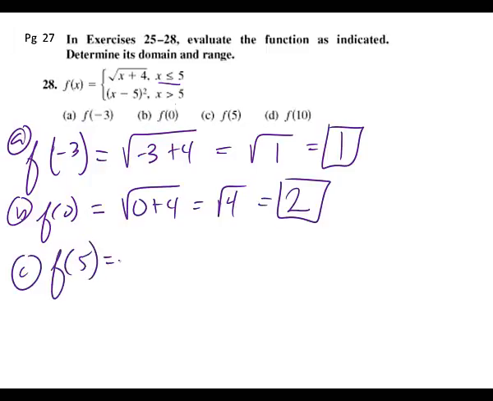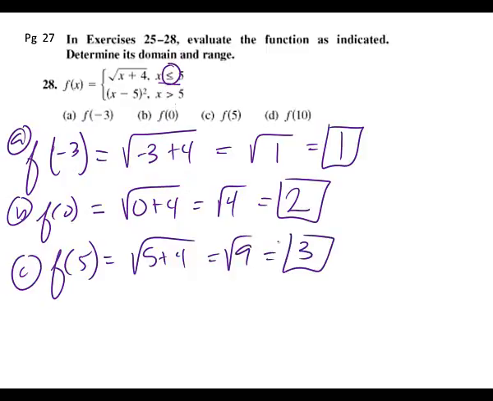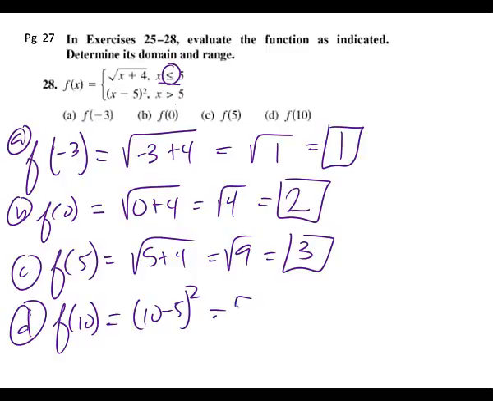All right, this one's trickier. Top branch or bottom branch? Top. Why? Less than or equal to. Okay. All right, so 5 plus 4 equals what? They were nice to us, weren't they? 3. All right. Part D. F of 10, top branch or bottom branch? Bottom, because it is greater than 5. So we've got 10 minus 5 squared. What's 10 minus 5? 5 squared is? 25. All right, we good with 28?